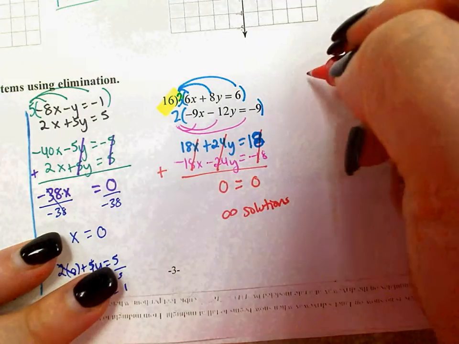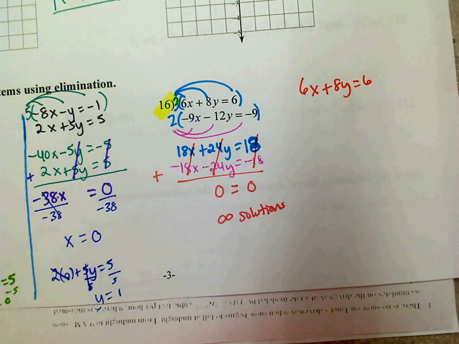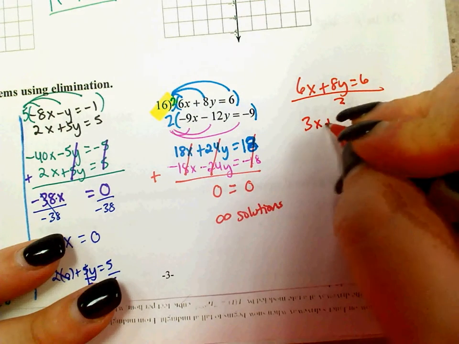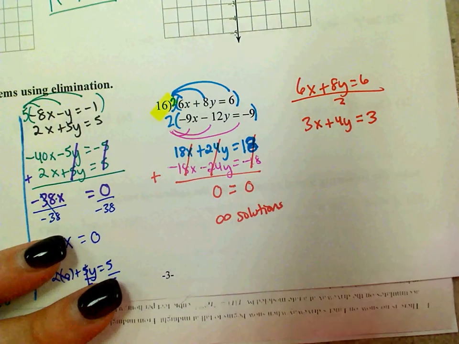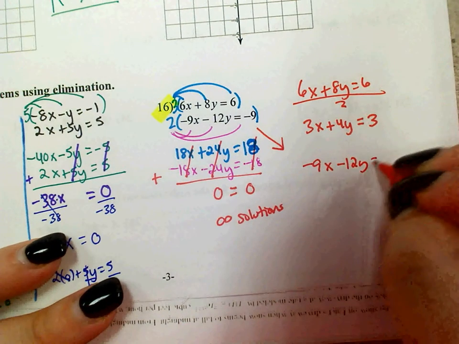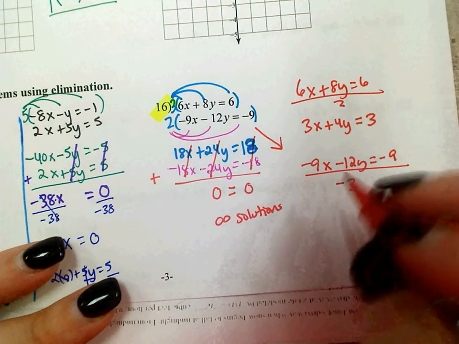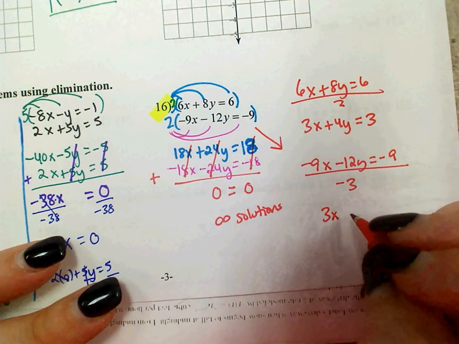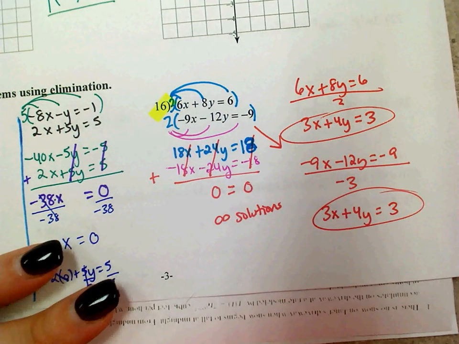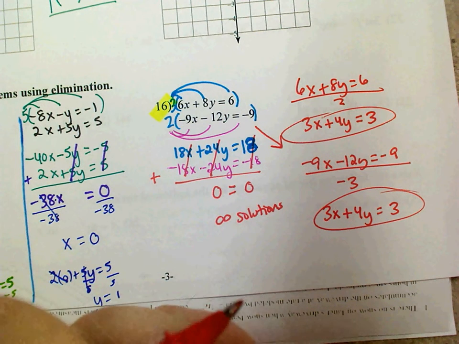Now I could have seen that if I noticed that this equation, I mean, do you see that they're all divisible by 2? So if I divided everything by 2, I would be left with 3x plus 4y equals 30. And then this equation, I've got negative 9x minus 12y equals a negative 9. If I divide all of them by negative 3, negative 9 divided by negative 3 is positive 3. Negative 12 divided by negative 3 is positive 4. And again, positive 3. They are the same line. So it makes sense that they would equal each other infinitely many times because they are the same thing.